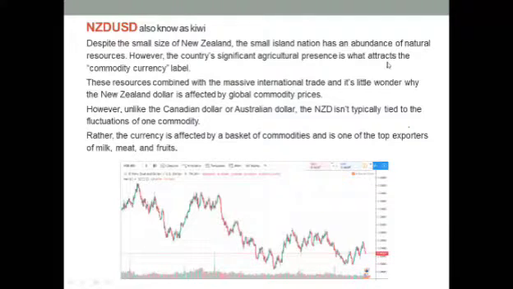NZD-USD is also known as Kiwi. Okay, guys, I'm going to be fast. Despite the small size of New Zealand, the small island nation has an abundance of natural resources. However, the country's significant agricultural presence is what attracts the commodity currency label. These resources combine with massive international trade, little wonder why the New Zealand dollar is affected by global commodity prices. However, unlike the Canadian dollar or Australian dollar, the NZD isn't typically tied to the fluctuations of one commodity. Rather, the currency is affected by a basket of commodities and is one of the top exporters of milk, meats, and fruits. Simple as ABC.